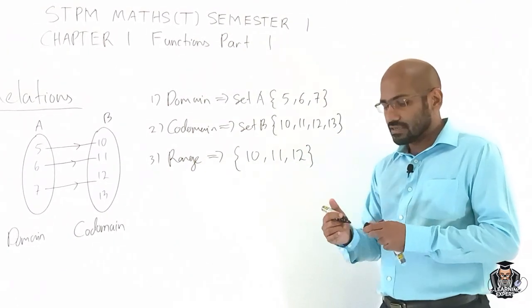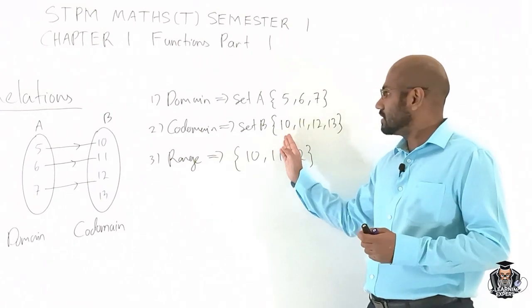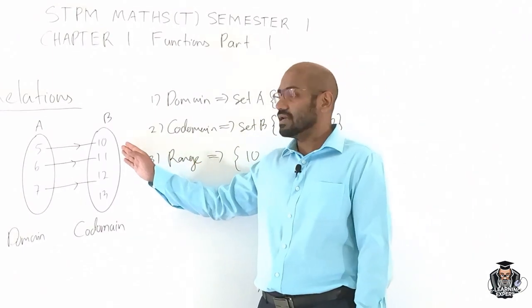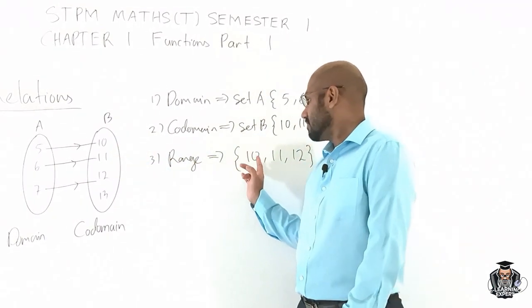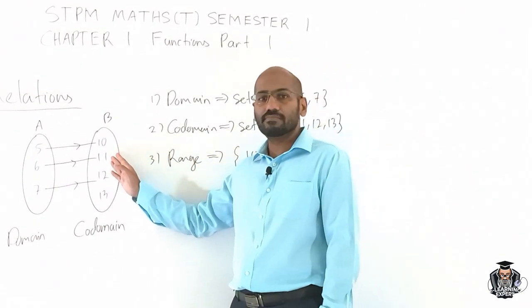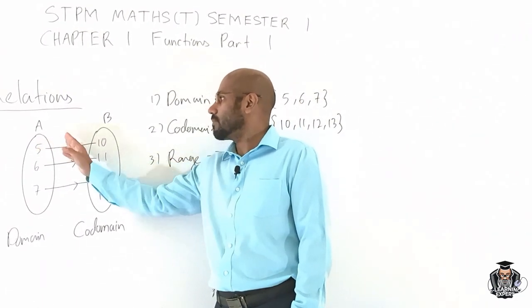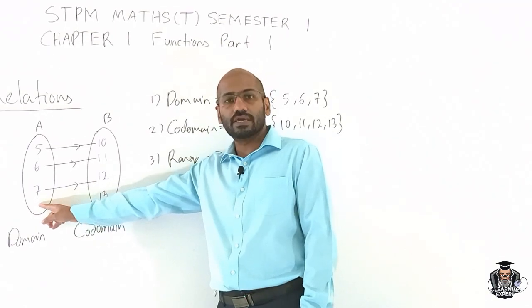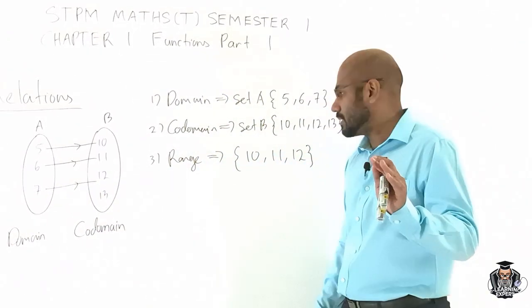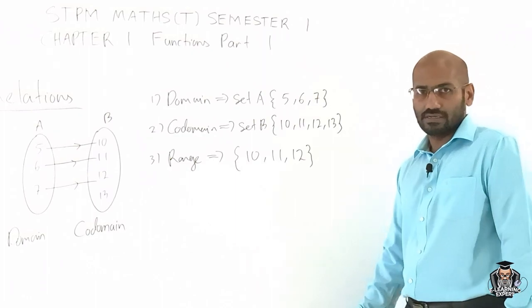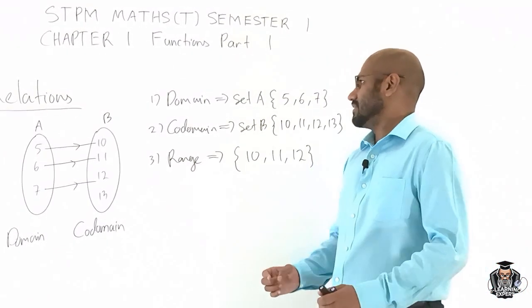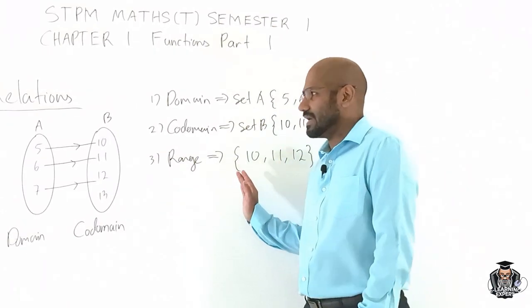So I hope you guys and girls can see the difference between the codomain and the range. Codomain is the complete elements of set in B, whereas range are only the element which is mapped from A to B. If 13 does not have a mapping from A, 13 is not considered to be part of the range over here. Any questions, students? No questions? Let's move on to the next part now.